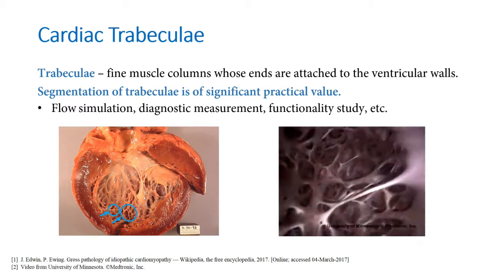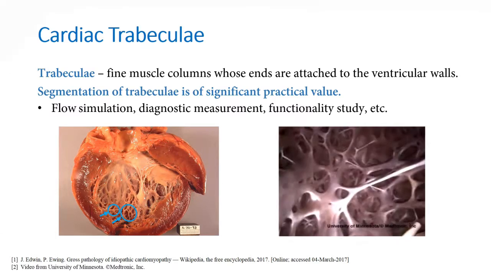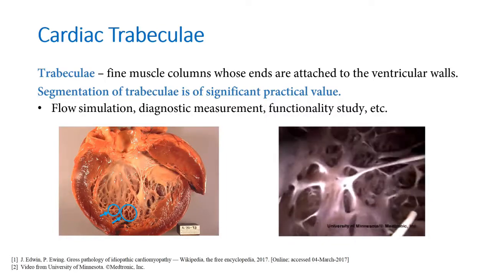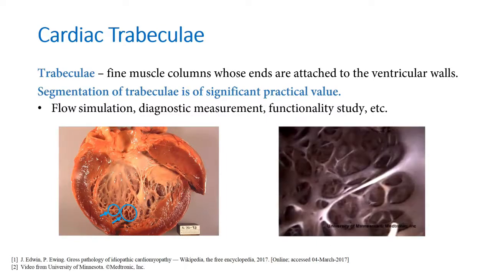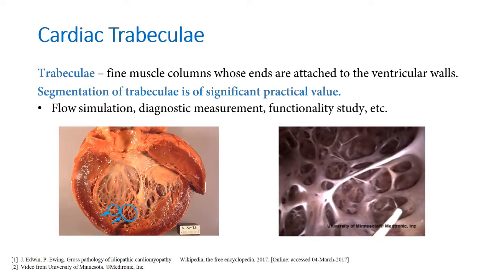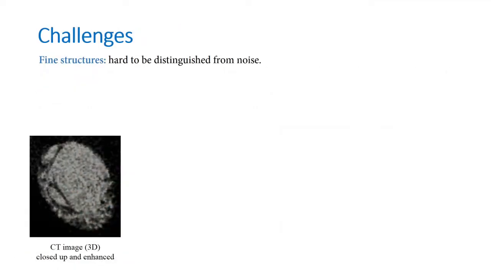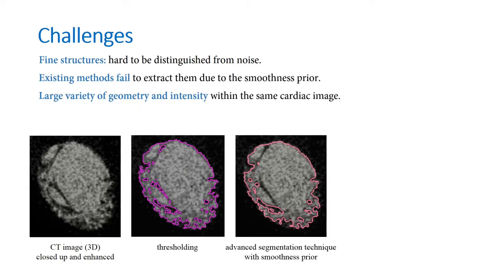On the right, we show the interior of a beating heart. We can see trabeculae of different scales are moving. These structures are extremely hard to segment due to noise and motion blur. Trabeculae segmentation is challenging. These fine structures are very hard to be distinguished from noise. As we can see, simple thresholding and advanced segmentation methods are not sufficient either.